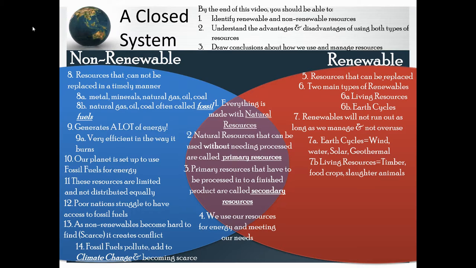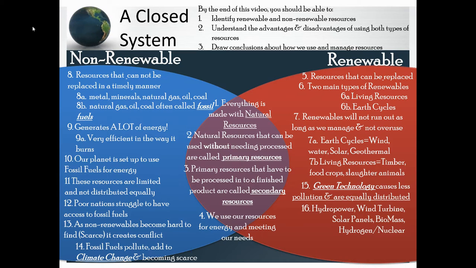The sun shines everywhere. Wind blows pretty much all over, and most places have access to water. If all of that fails, then, well, the earth is still hot below our feet. So, in every place, you find at least one of those earth processes. Sometimes renewable resources are what we call green technology because they cause less pollution and are equally distributed across the globe. Turning water currents into energy is what we call hydropower.